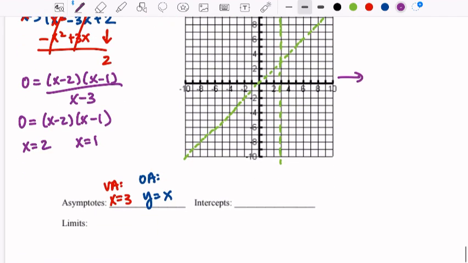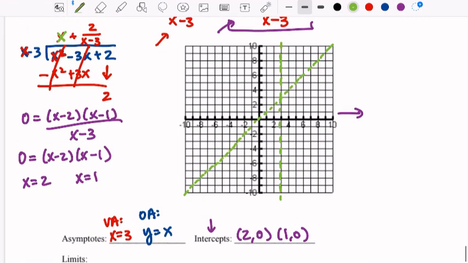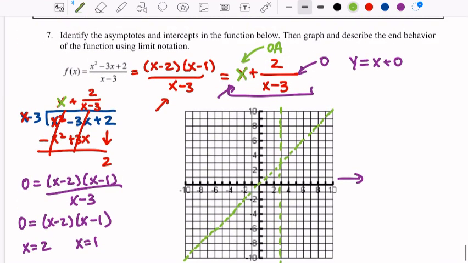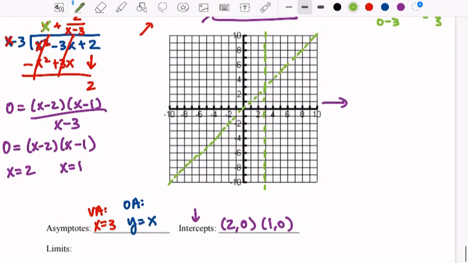So again, since this says intercepts, I am going to write those as coordinate points. So we have one at (2, 0). We have one at (1, 0). And then finding our y-intercept, that's probably helpful for us to do. That's plugging in 0 for our function. So f of 0 is equal to 0 squared minus 3 times 0 plus 2, over 0 minus 3. So that looks like it's going to be negative 2/3. So there's our y-intercept.